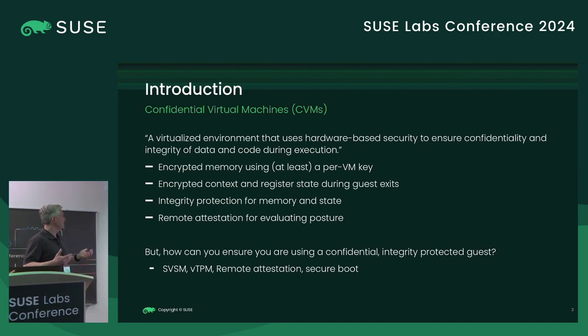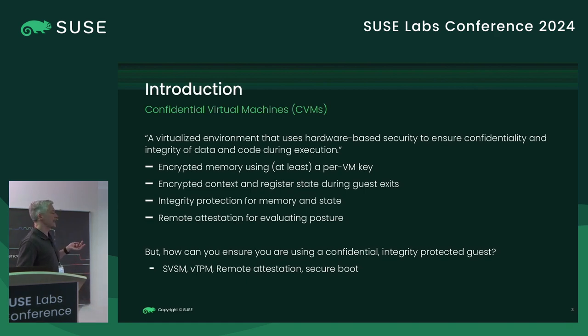A confidential virtual machine uses hardware-based security to isolate guest memory and context from the host. They do this using hardware that provides a per VM key, normally, so that every time the guest is started, it gets a different key for the memory context. It can also provide integrity protection for the memory and state. So what this means is it is isolating the ability to manipulate the guest, what it's doing, what it's processing, what it can see from the host and any external attackers coming in.